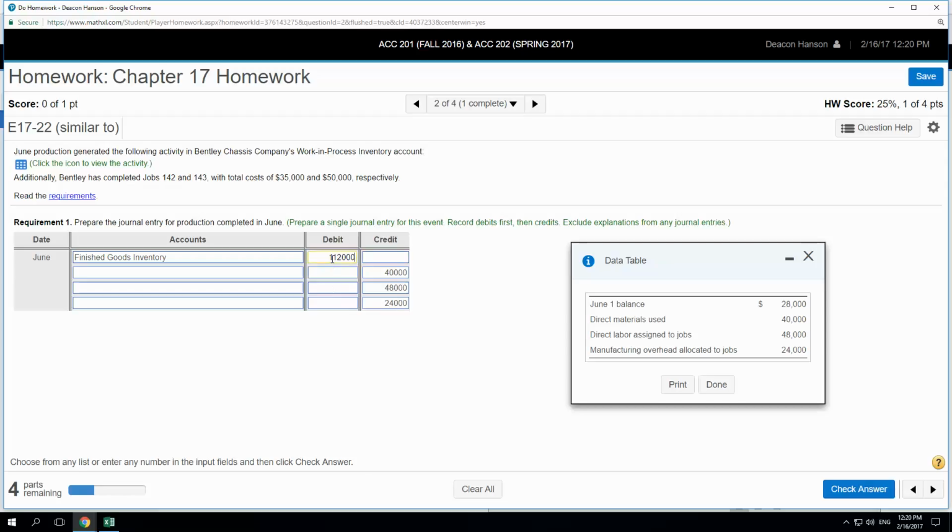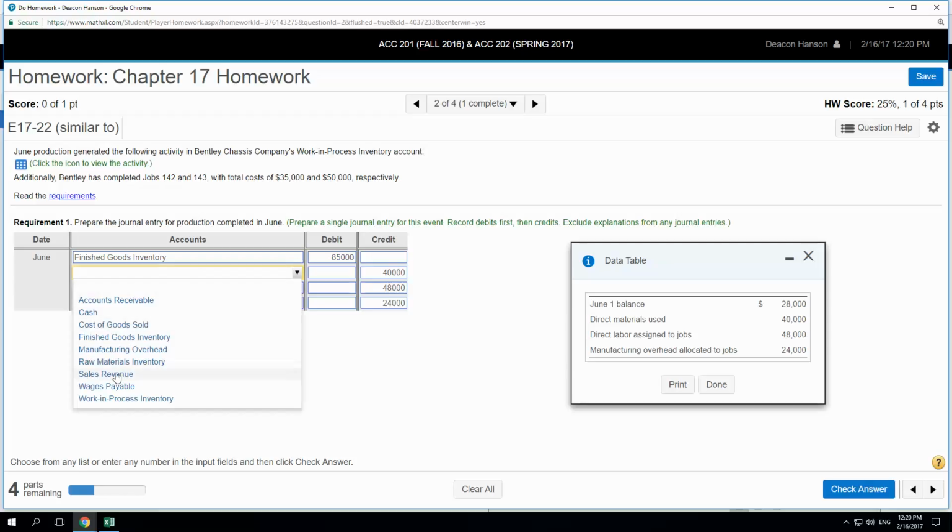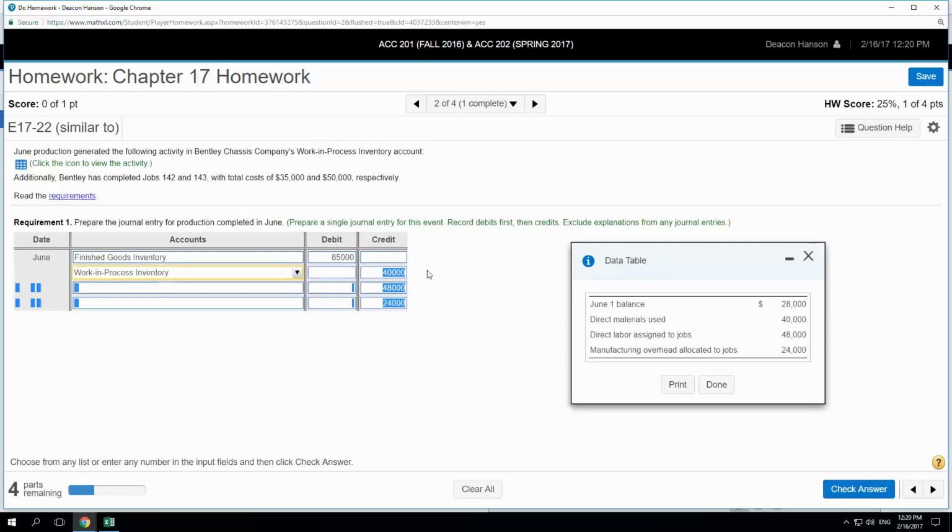Hey, my number board's not working correctly. Okay, and then we're going to take it out of work in process. Kind of stumbling along here.